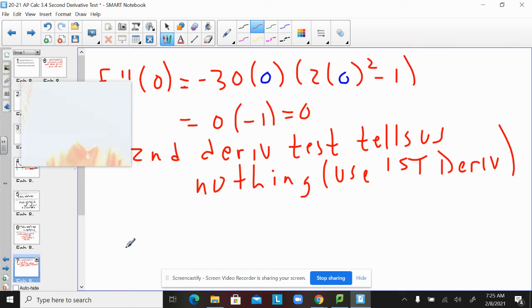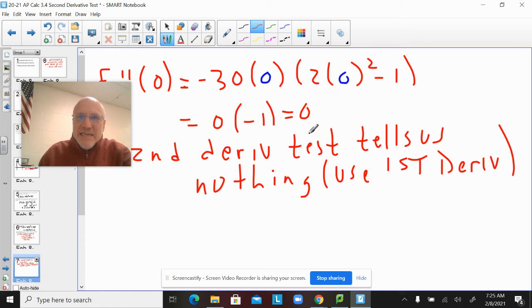Okay. The second one, you'll notice the second derivative is 0. That means it's neither concave up or concave down. You have to understand it doesn't prove anything. That just means the second derivative test does not tell us whether there's a max or min. We, in that case, would have to use the first derivative test. So that one didn't help us much there.